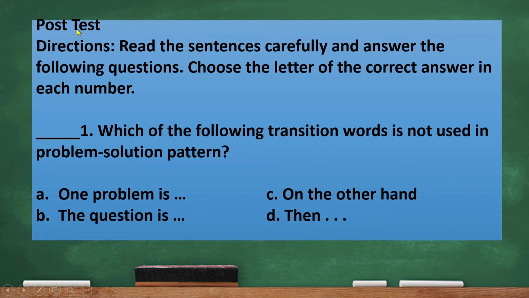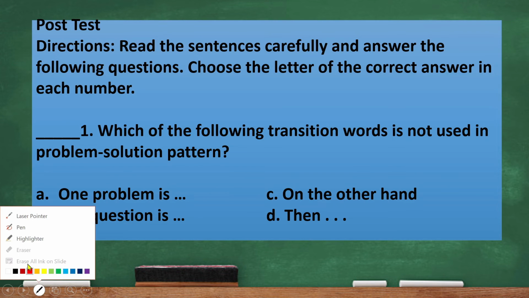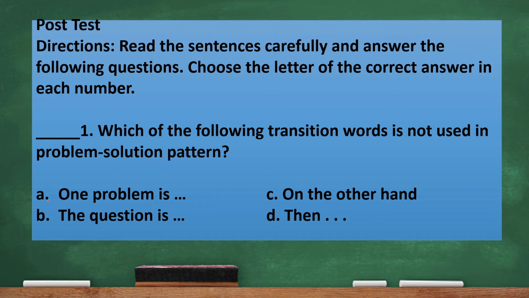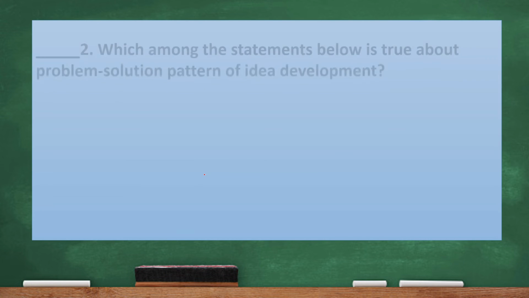Okay? Which of the following transition words is not used in problem solution pattern? Number 1. Have you read it well? Let's proceed with the choices. A. One problem is. B. The question is. C. On the other hand. Or D. Then. What's the answer? Correct. The answer is C. I hope you get it.